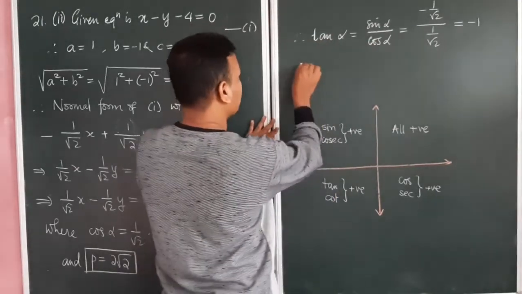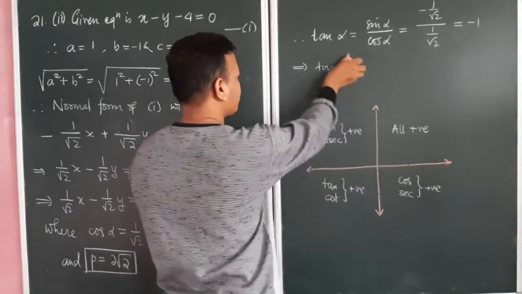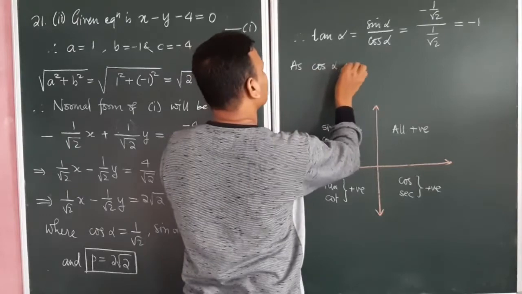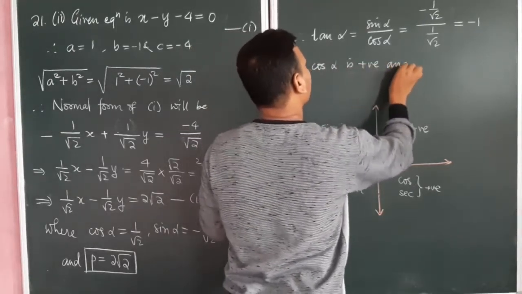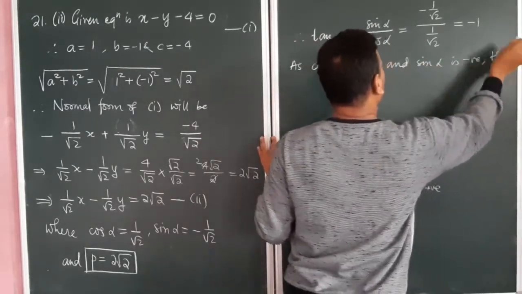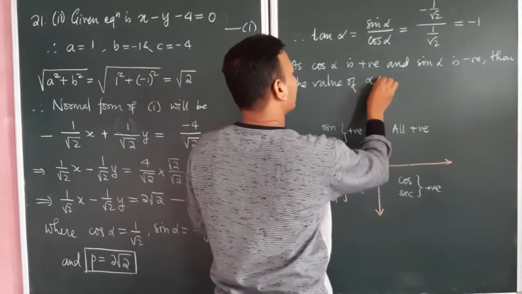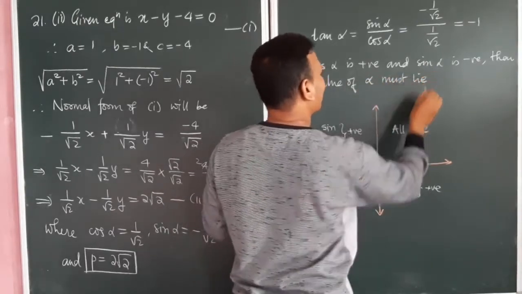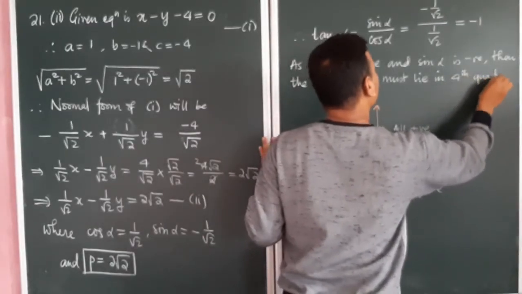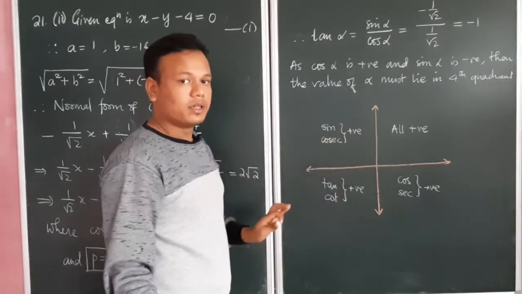Okay, so from here we can say that, as cos alpha is positive and sin alpha is negative, the value of alpha must lie in which quadrant? Fourth quadrant. Okay, in the fourth quadrant. So therefore, you may pause to note down this part, otherwise I am erasing now.